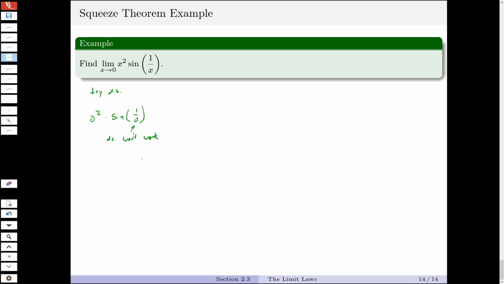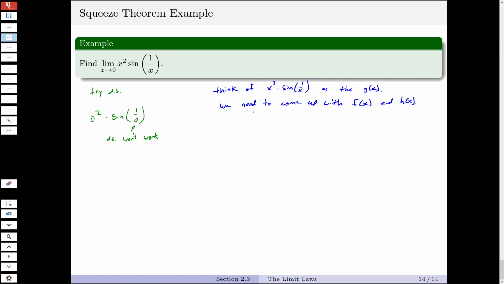Okay, so that means that this is a bad function. This is going to be like my g function. Think of x squared times sine 1 over x as the g of x. What I need to do is find an f and an h function, a function above it and below it. So we need to come up with f of x and h of x. And that's not always very easy.